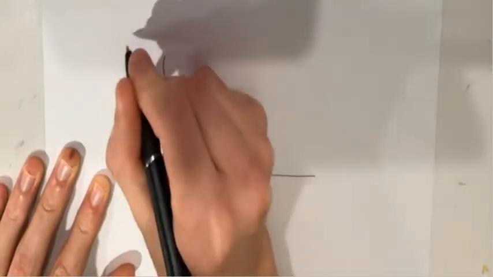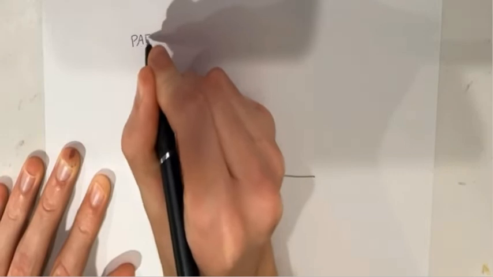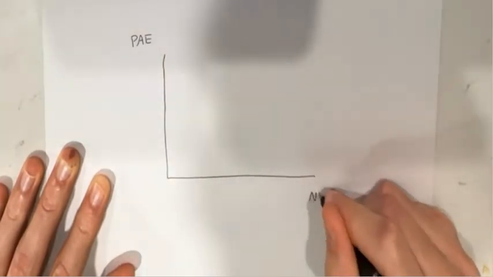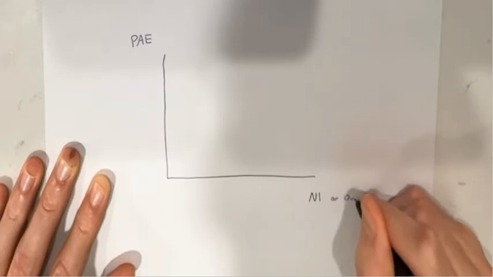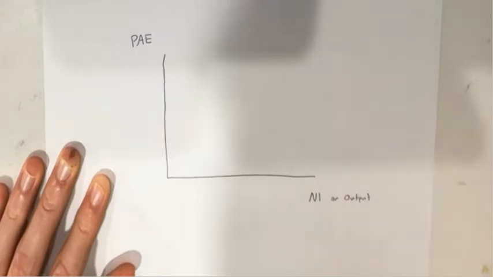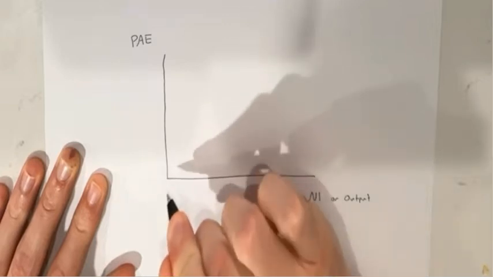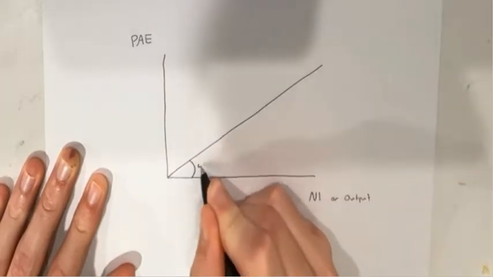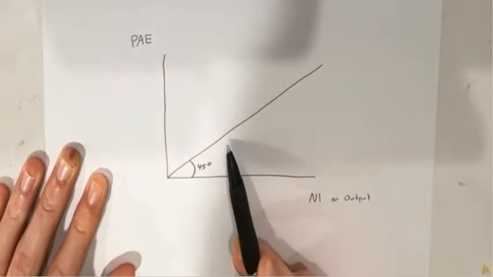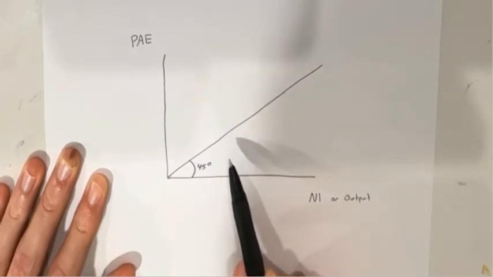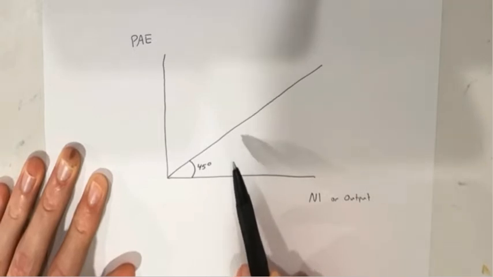We have planned aggregate expenditure on the vertical and national income or output on the horizontal axis. I'm going to go ahead and draw a 45-degree angle. Our 45-degree line is where output equals expenditure. It's an essential reference for equilibrium. It's where every dollar of income is mirrored by a dollar of spending.